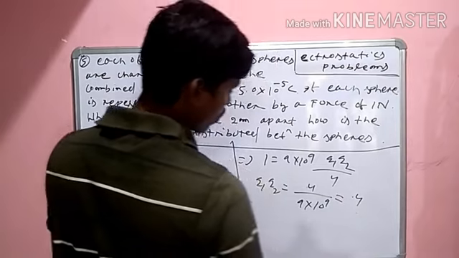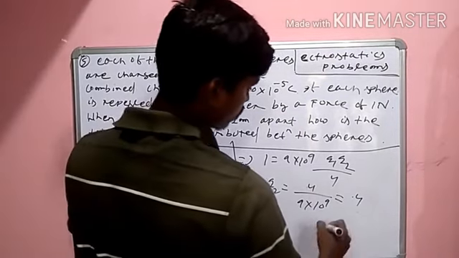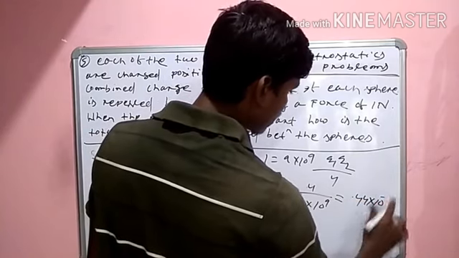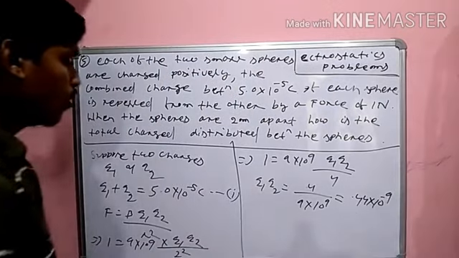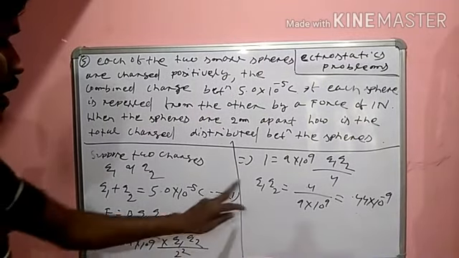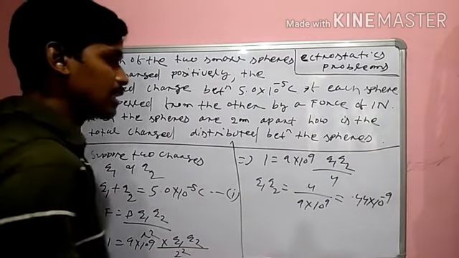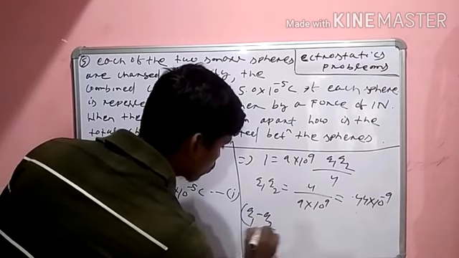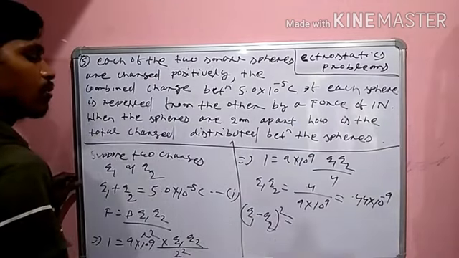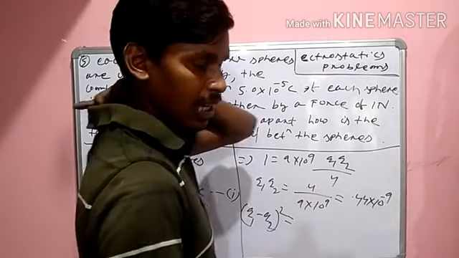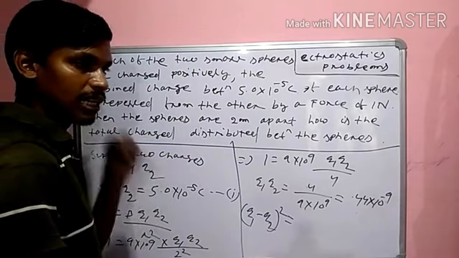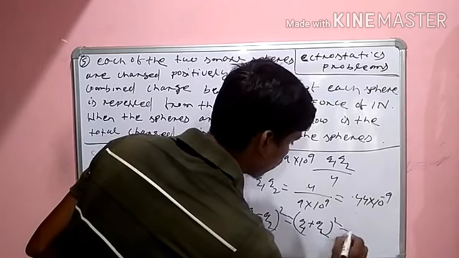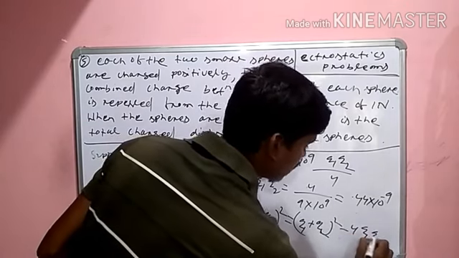So Q1 Q2 is 0.44 into 10 to the minus 9. Now we can write Q1 minus Q2 whole square. We already know the formula: A minus B whole square is equal to A plus B whole square minus 4AB. That means Q1 minus Q2 whole square is Q1 plus Q2 whole square minus 4 Q1 Q2.